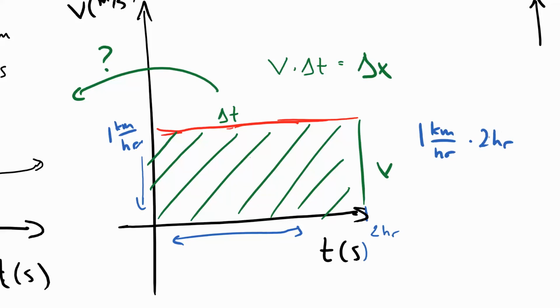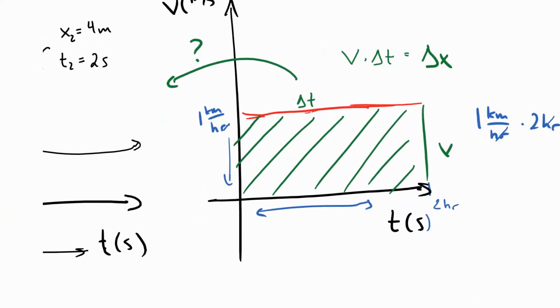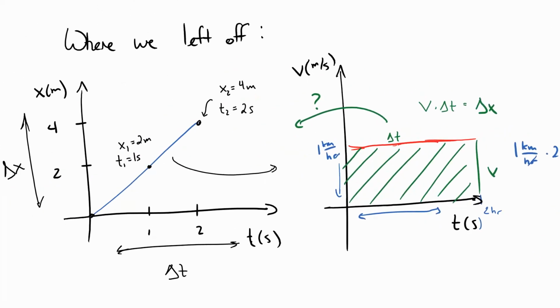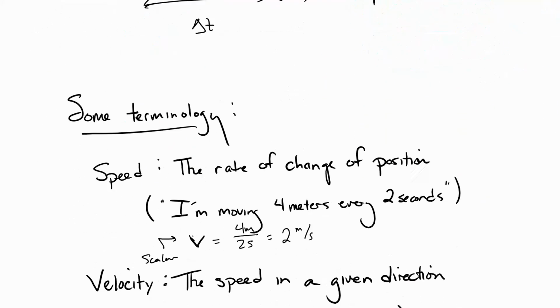I have hours divided by hours, which just gives me 1. 1 kilometer times 2 is 2 kilometers. So these are useful things to keep in mind. We can go back and forth between position and velocity. We just need to be very careful to know if we're reading a position graph or a velocity graph.